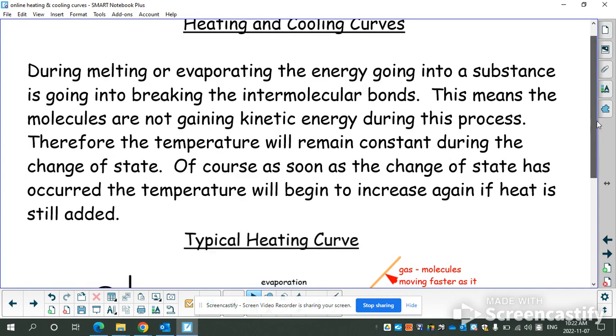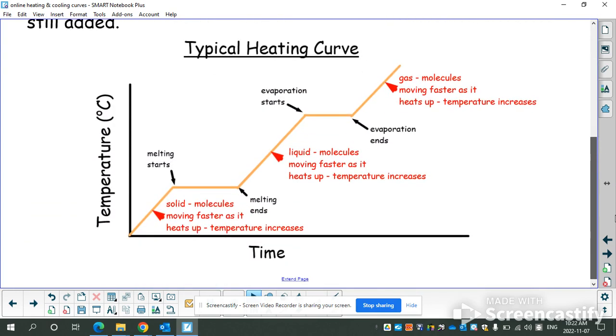What this looks like when it comes to a curve, which is just a graph, is that I've put the temperature on the side and the time along the bottom. As I heat the substance, it gets warmer and warmer. The molecules move faster and faster as it heats up, and the temperature will increase because remember, temperature is purely a reading of the speed of the molecules.